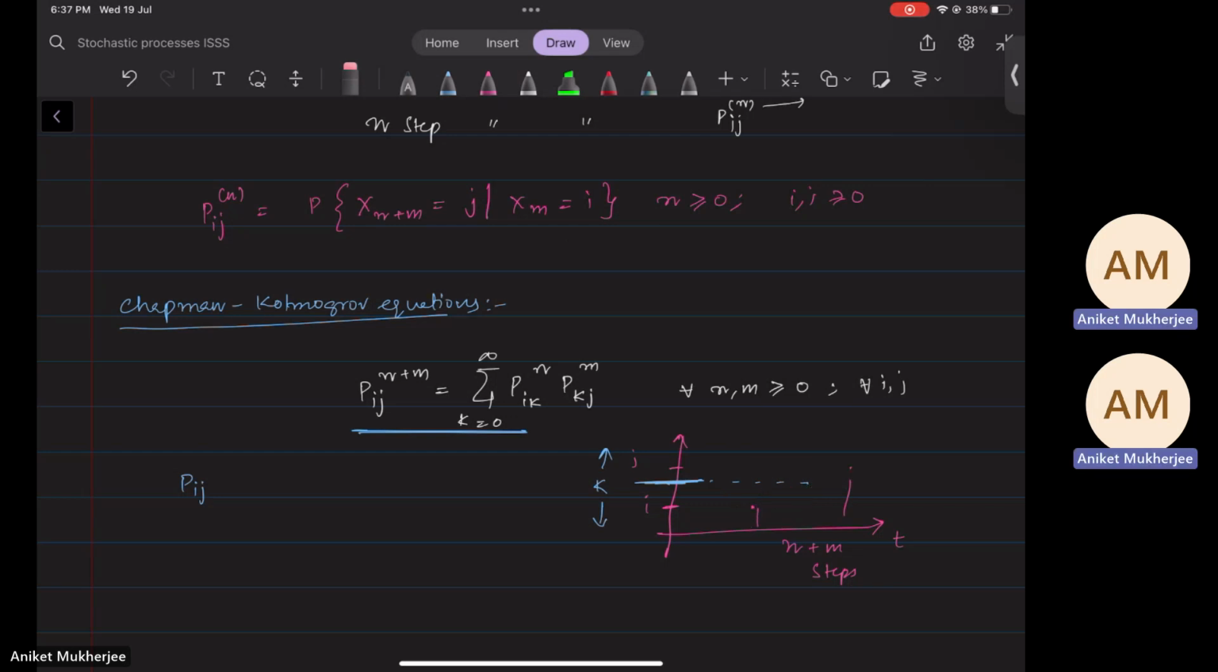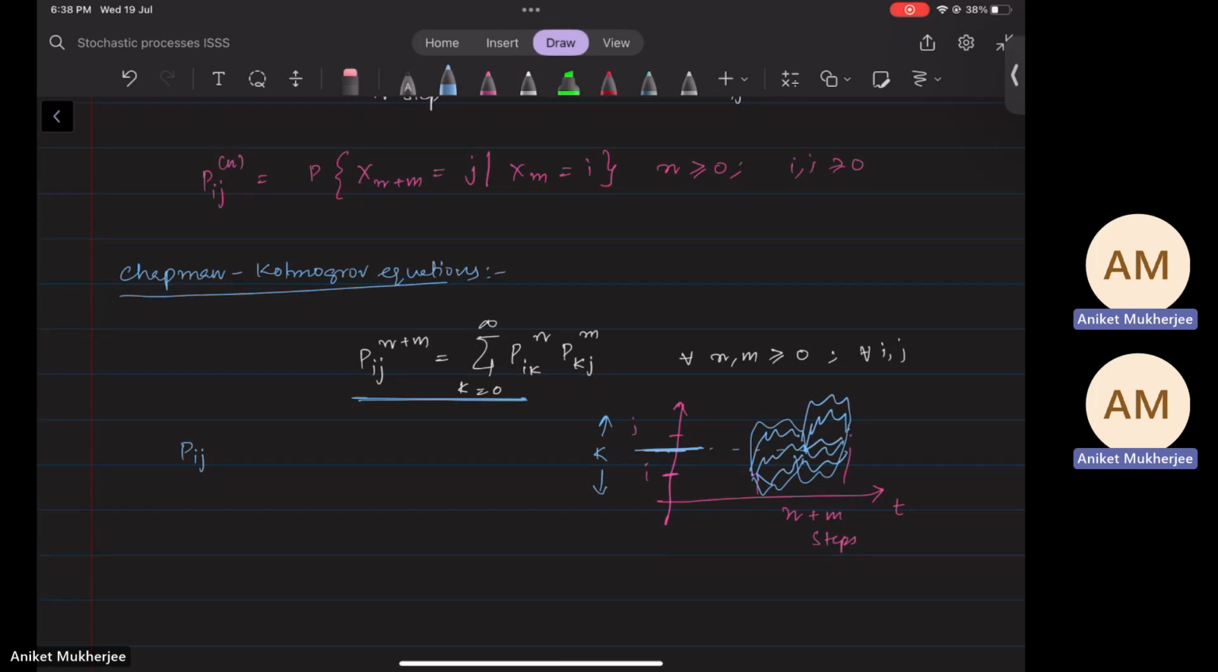So calculate all the paths that you can go in n steps from i to k, and then m steps from k to j. And now if you keep on changing the k, you'll see that you have covered all the sample paths that are possible for you to go from i to j in n plus m steps. That is the basic intuition behind the Chapman-Kolmogorov equation.